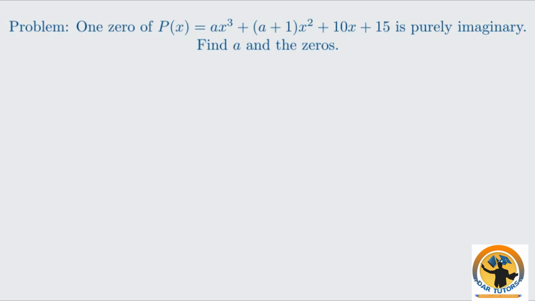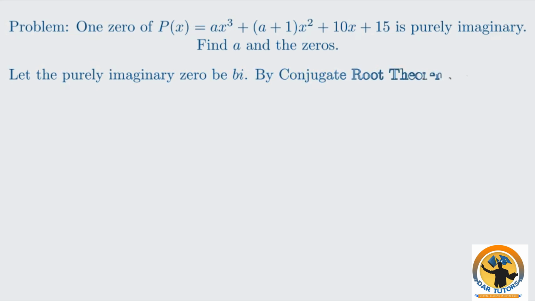A purely imaginary number is a complex number of the form bi, where b is a real number and b is not 0. Let's call this zero bi. Since the coefficients of p of x are real, the conjugate root theorem tells us that its conjugate, negative bi, must also be a zero. These two zeros, bi and negative bi, correspond to a quadratic factor.